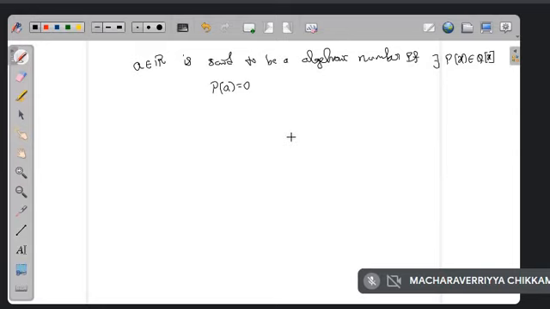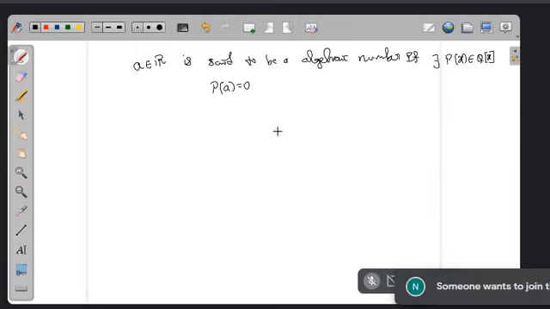So tell me a real number which is algebraic. For example, suppose I take x square minus 2 equal to 0. So what are the roots of this polynomial? Here the roots are nothing but plus root 2 and minus root 2. So as per this definition, root 2 and minus root 2 are algebraic numbers.